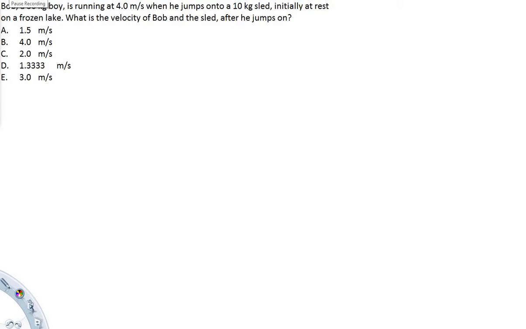Okay, so this problem is going to be about conservation of momentum in an inelastic collision problem. So let's give it a read.